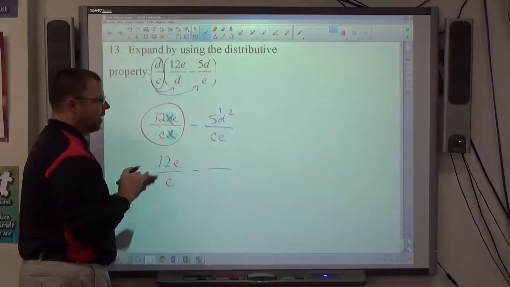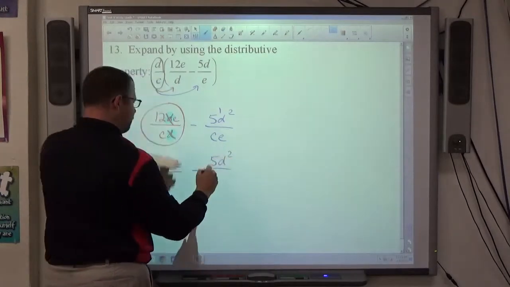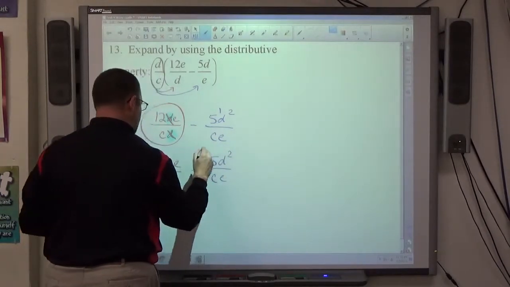All the letters are different. That's what simplified looks like. So that one's perfect the way it is. But since we modified the red, we're just going to bring this down.